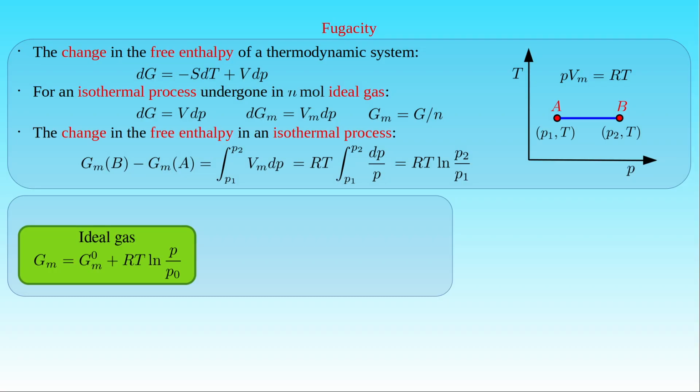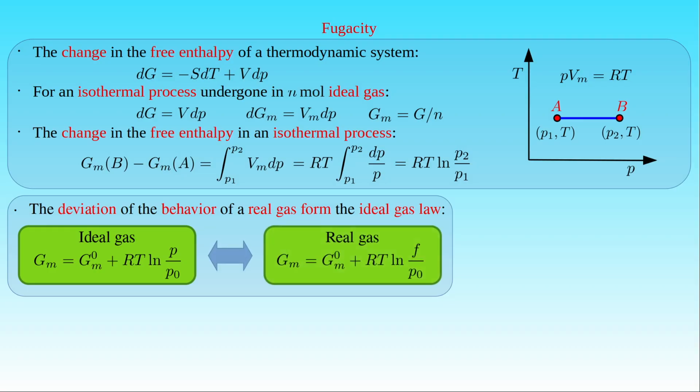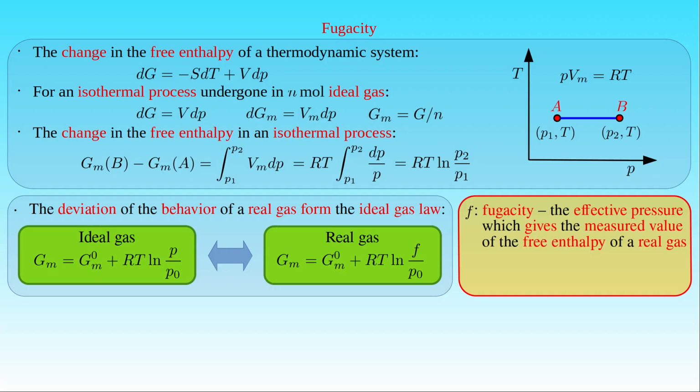The deviation of the behavior of a real gas from the ideal gas law with respect to the molar Gibbs potential of the gas can be described and measured by introducing a new quantity F instead of the pressure P of the gas, called the fugacity of the real gas. The fugacity F is the effective pressure of the gas, which gives the measured value of the free enthalpy G or the molar free enthalpy Gm of a real gas.